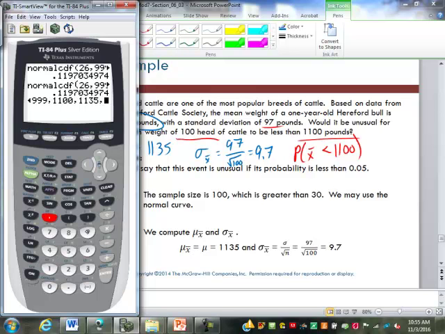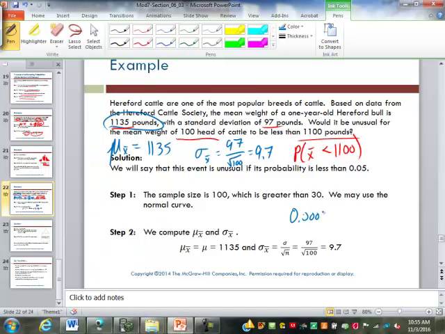Or 9.7, I should say. I'm going to do this: 97 divided by the square root of 100. Okay, so that's telling me 1.54 e to the negative 4. So that's 0.000154. The scientific notation, e to the negative 4, is 10 to the negative 4, so you've got to move the decimal point over 4 decimal places to the left. So 0.000154 is a pretty low probability.